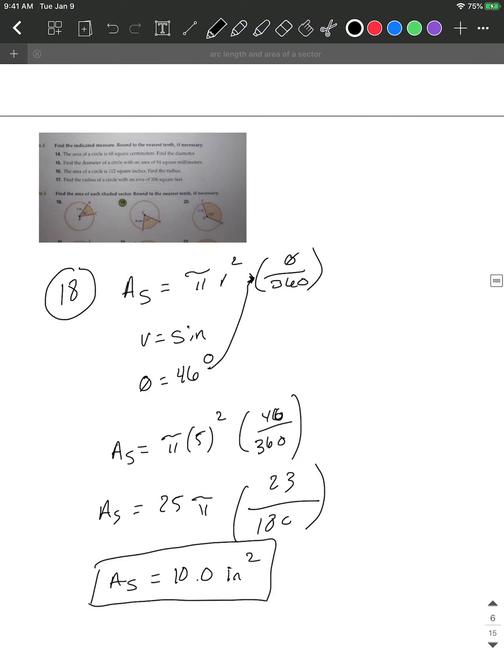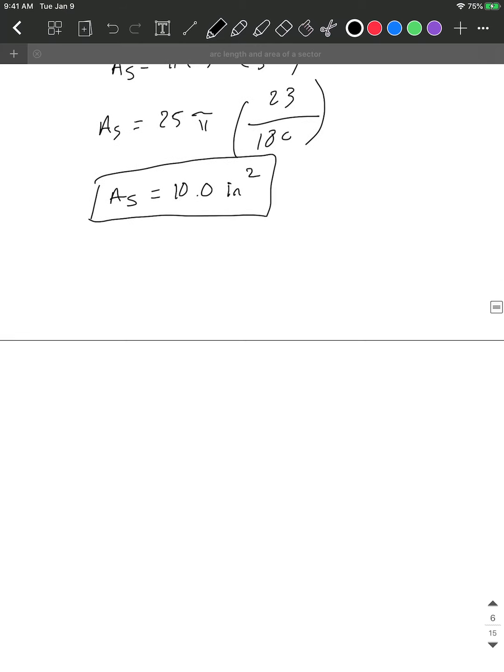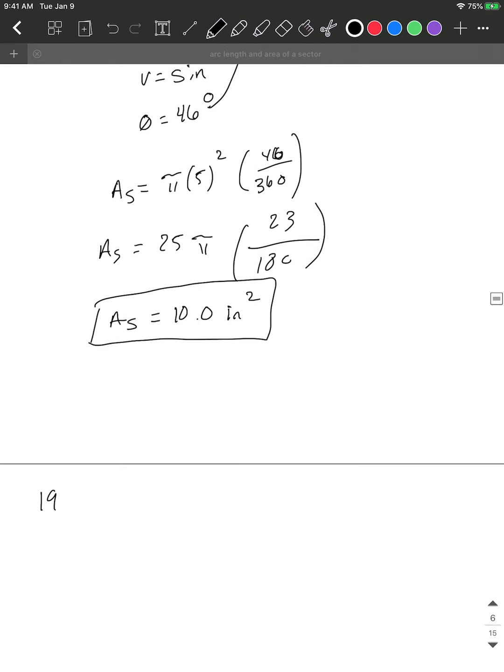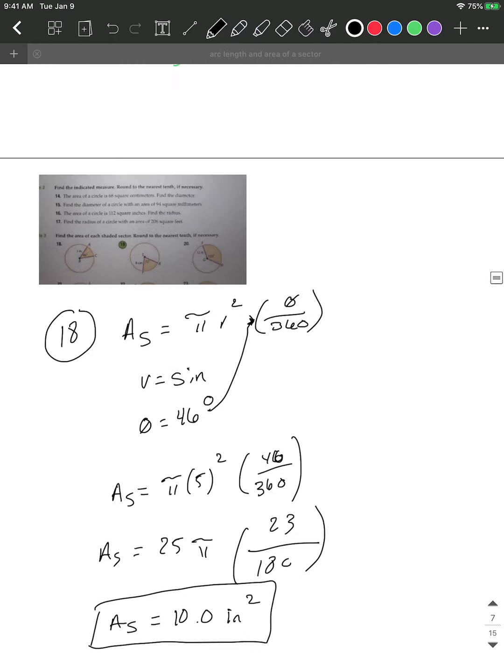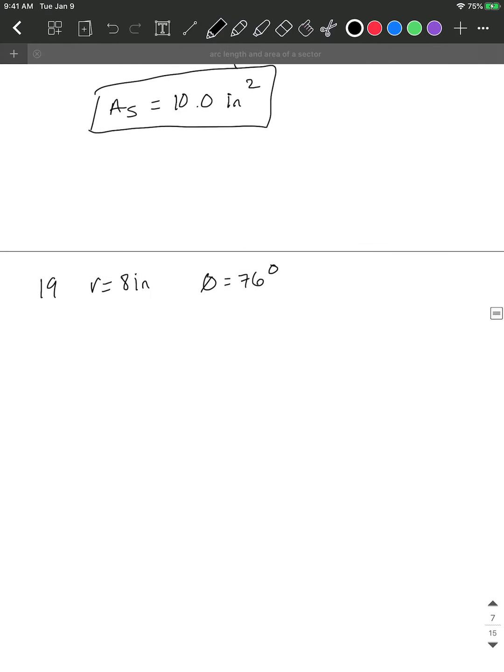So let's go ahead and look at 19. So we have 8 centimeters and 72. All right, so 19. We already know that R is 8 inches and our theta is equal to 76 degrees. Just want to double check on that. 8 centimeters, sorry, not inches. 7 centimeters. So then when we're working with this, remember, we're going to write the formula down. Always write down the formula. I don't know how many times I'm going to repeat that. Somebody tell me.